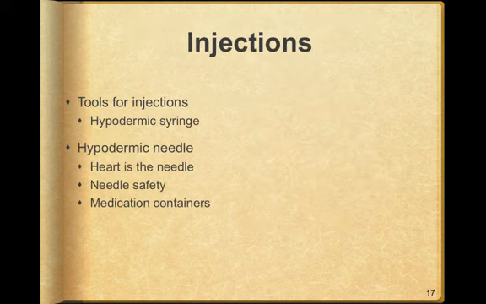Injections. Tools for injections would be a hypodermic syringe and hypodermic needle. Hard is the needle. Needle safety is always important. You do not want to stick yourself, especially after you've stuck your patient. And then medication containers. A hypodermic syringe has a needle, a hub, a Luer lock, which is where the needle actually attaches to the syringe, and then a barrel, the shaft of the actual syringe. The purpose of the syringe is either to inject a liquid medication out of the barrel or to withdraw blood into the barrel.